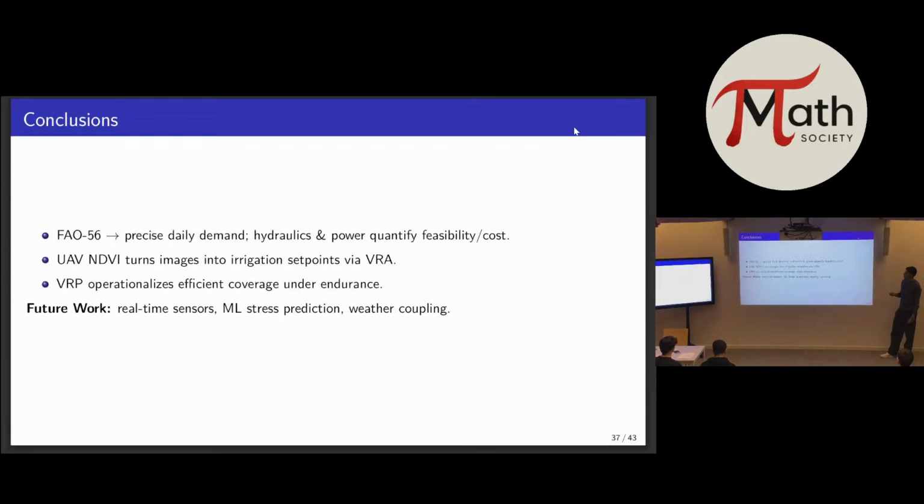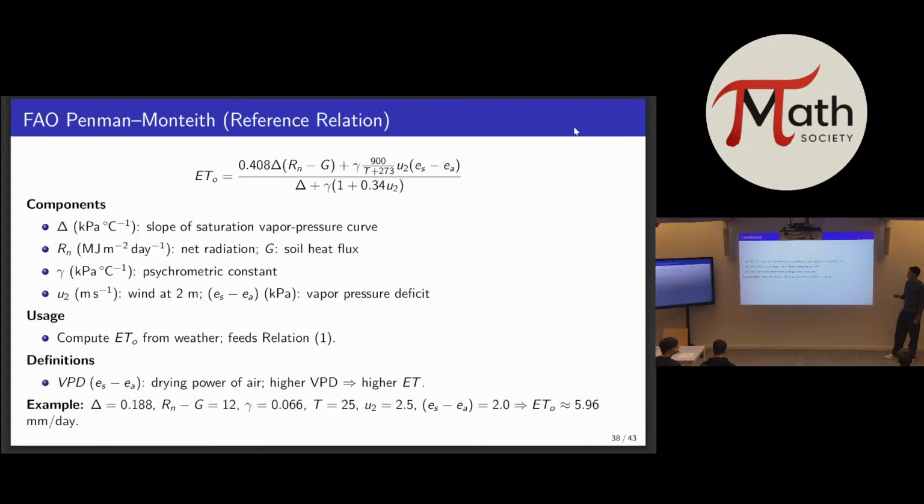So we have the outline conclusions. We have precise daily demand, hydraulics, and power to quantify feasibility per cost. UAV and NDVI turn images into irrigation set points via VRA. VRP gives operational efficiency, coverage under endurance. For future work, we have real-time sensors, ML stress prediction, and weather coupling.